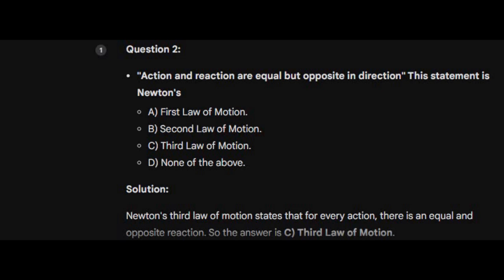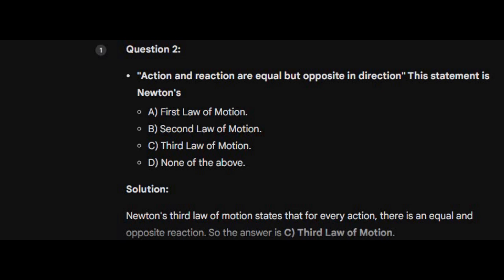Weight. Opposite in direction, this statement is Newton's: A. First law of motion. B. Second law of motion. C. Third law of motion. D. None of the above. Solution. Newton's third law of motion states that for every action, there is an equal and opposite reaction. So the answer is C.